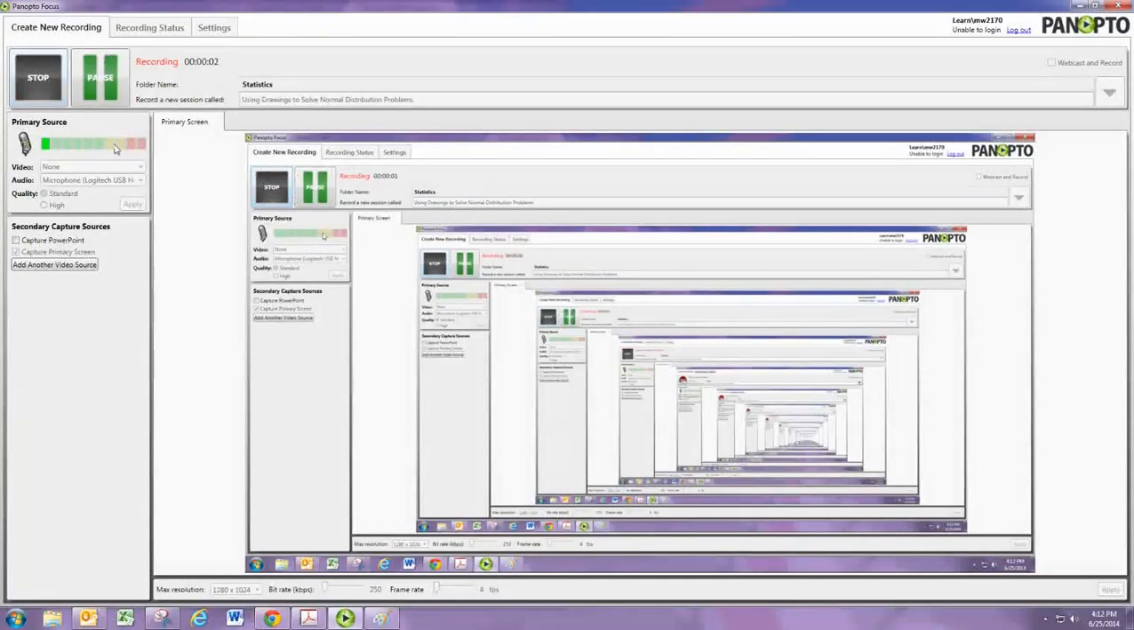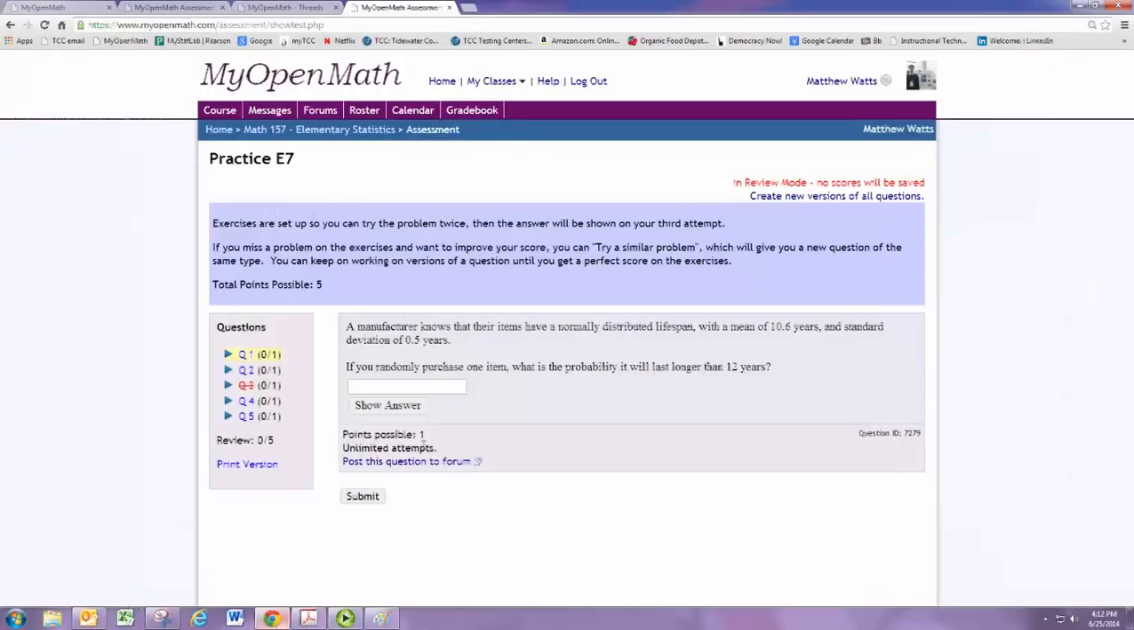In this video, we'll see how to use drawings to solve normal distribution problems. And there's a couple ways this could work. Let's take a look at this first example. We want to identify the mean in the problem, which is given as 10.6, and identify what the random variable represents, in this case, the lifespan of a manufactured item. And then try to figure out what the probability is going to represent as a picture.